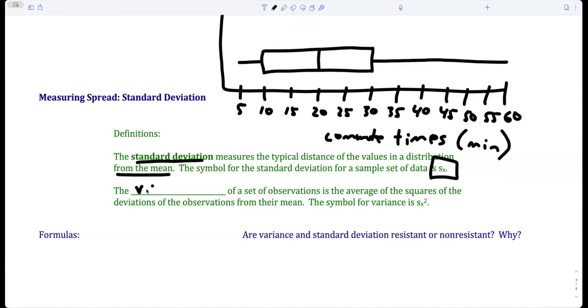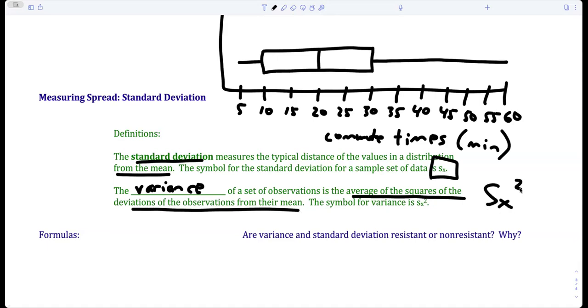And then we have what is called the variance. The variance of a set of observations is the average of the squares of the deviations of the observations from their mean. The variance is the standard deviation squared, and it is denoted by S sub x squared.